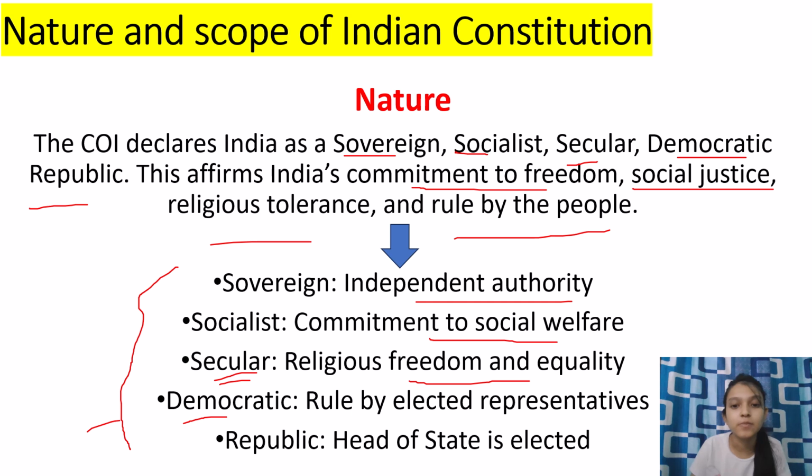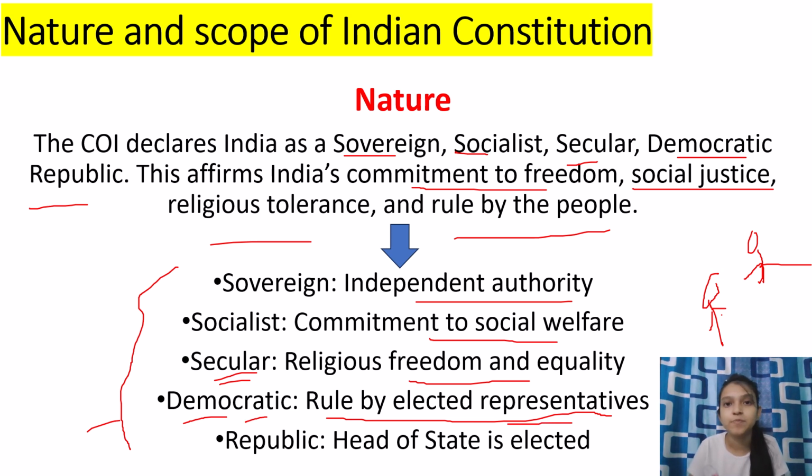Then we have democratic, which means ruled by elected representatives. In India, we don't have a concept of a queen or a king ruling the country, right? We have a democratic system ruled by elected representatives. We have the right to vote, and by using that we can choose our own representatives. Then we have republic: the head of state is elected. So this is the nature of the Indian Constitution: it is sovereign, socialist, secular, democratic, and republic. These fall under the nature of the Indian Constitution.